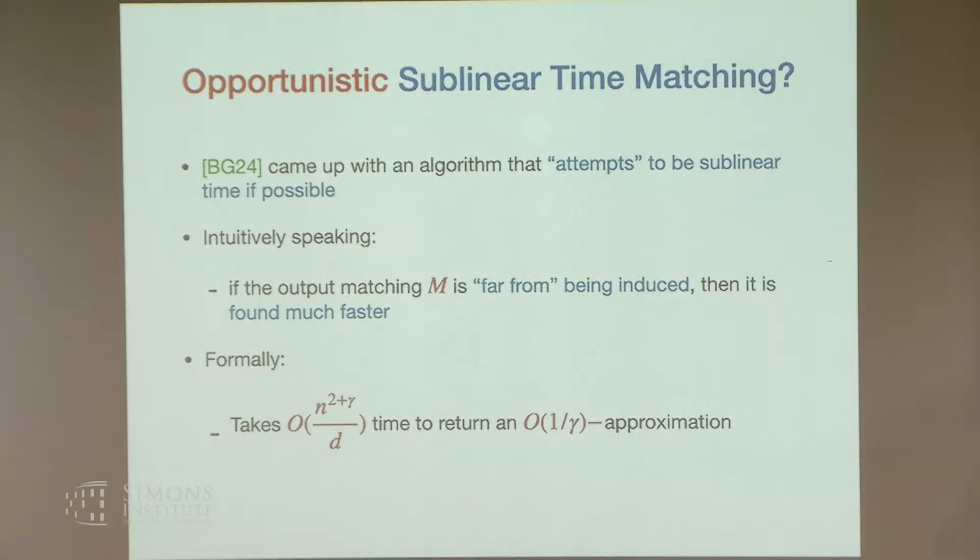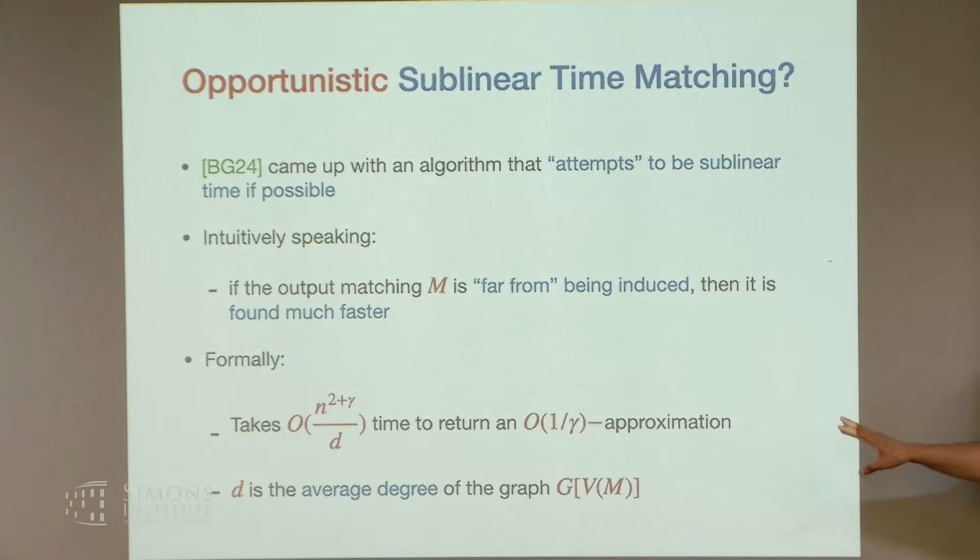It takes n to the 2 plus omega divided by d time. And d is the average degree of the graph on the vertices of this matching. If it's an induced matching, the average degree is 1. It's going to take n squared time. If it's a very dense subgraph, if it can find a matching in a dense subgraph, then it's not going to take too much time to find it. So it tries to be sublinear time. Sounds good?